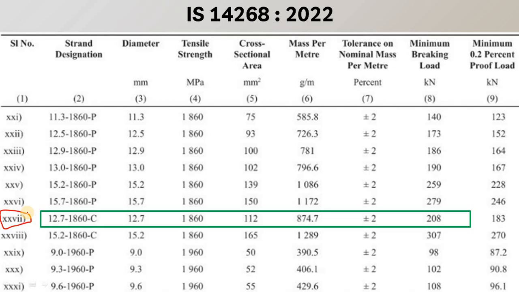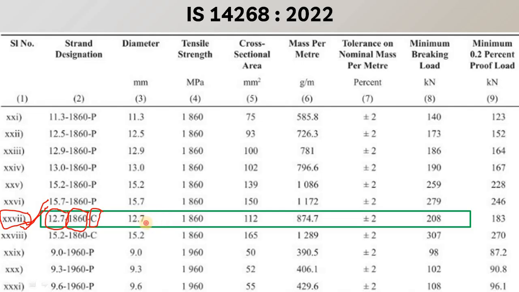So here you can see it highlighted in the green box. Let's say we are using that particular type of strand wire, so we will see the data depending upon the specification of the wire. We will see one example using this data. Let's assume that we are using a strand wire which has a diameter of 12.7 mm, and it has a tensile capacity of 1860 Newton per mm square, and it is a compacted type of strand wire.